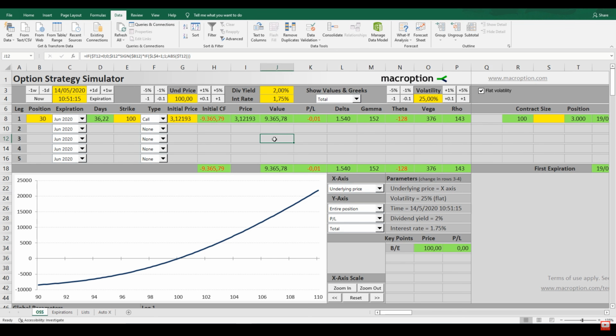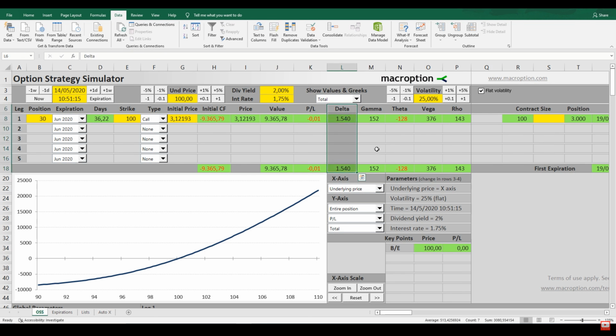I will begin simulating a delta hedge by going long on 30 stock option contracts. As you can see, this is an at-the-money call option. The strike is 100, and the underlying price is also 100. This option contract is 36 days away from expiration. The current implied volatility is 25%. This generates a delta equal to 1,540.